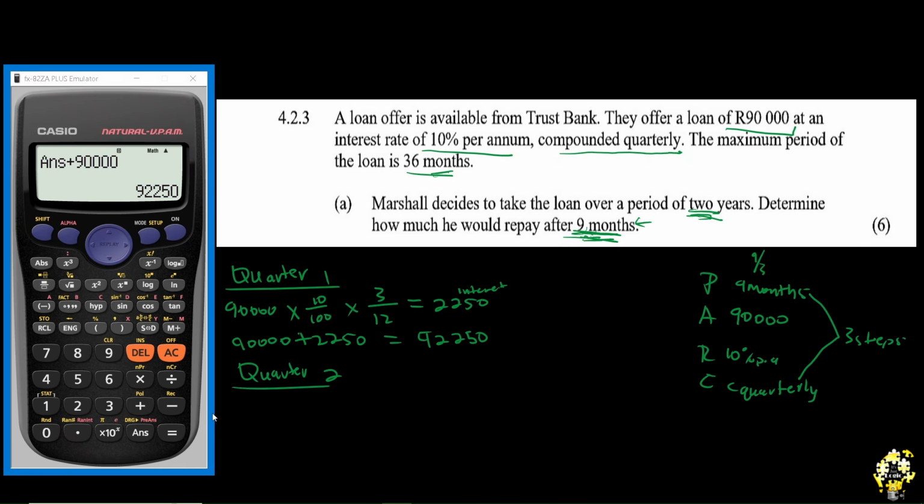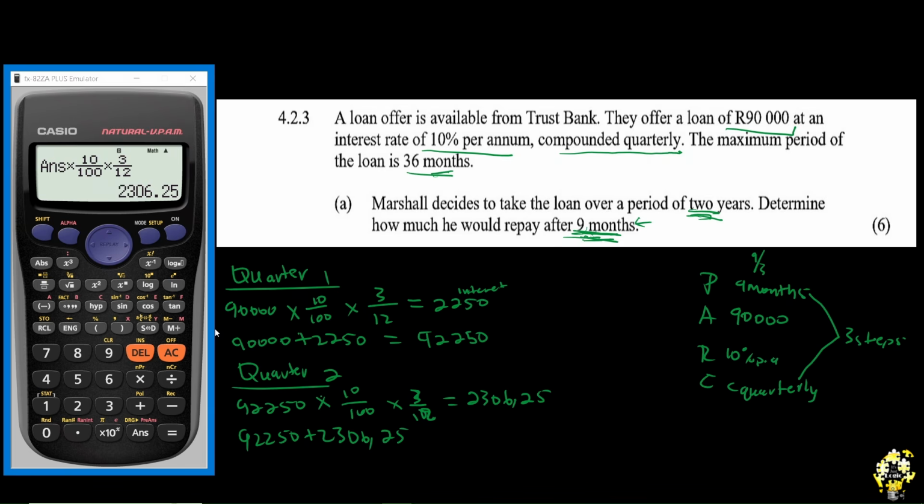Now let's go to quarter 2. What do we start with? What we ended with on the first quarter, which is 92,250, multiplied by 10 over 100, multiplied by 3 over 12. What do we get? We actually get 2,306.25. Are we done? No, it's interest. What do we do to it? We add it to the principal, plus 2,306.25.